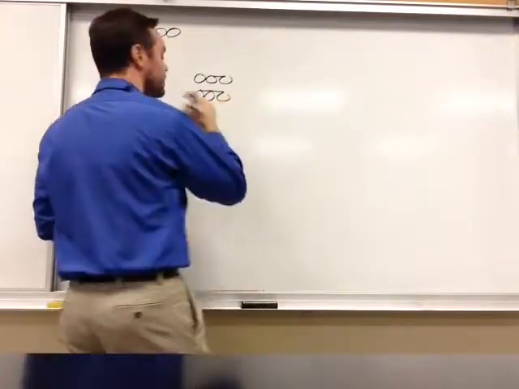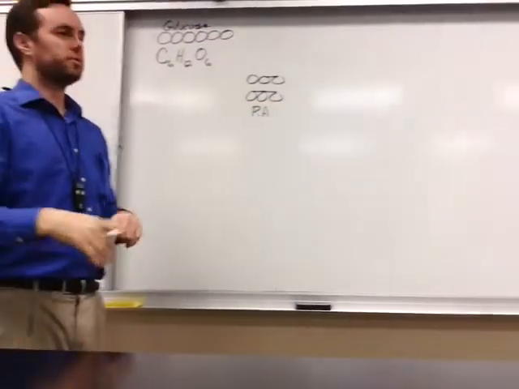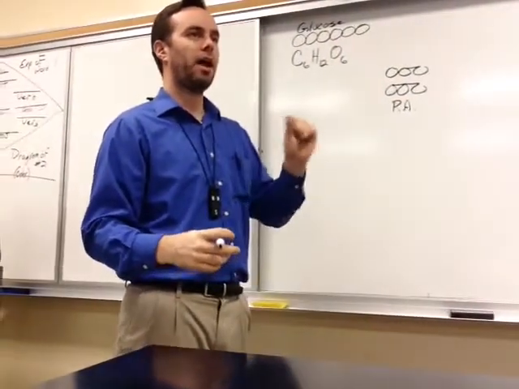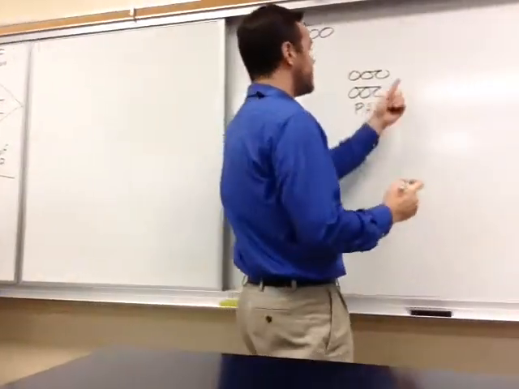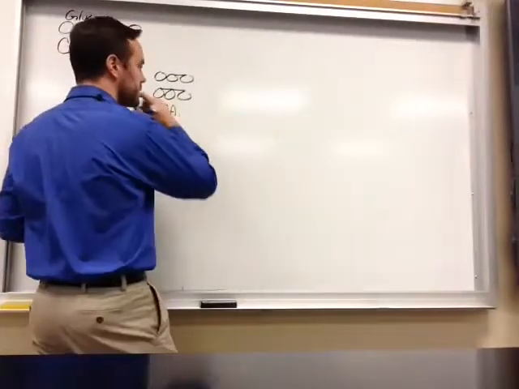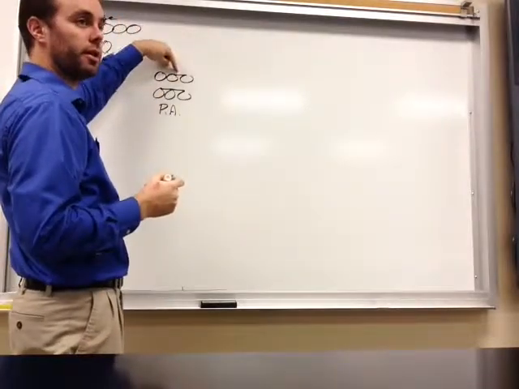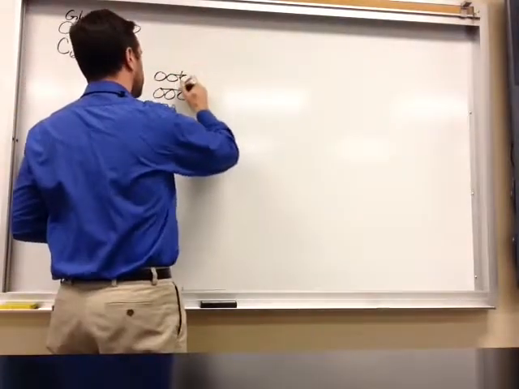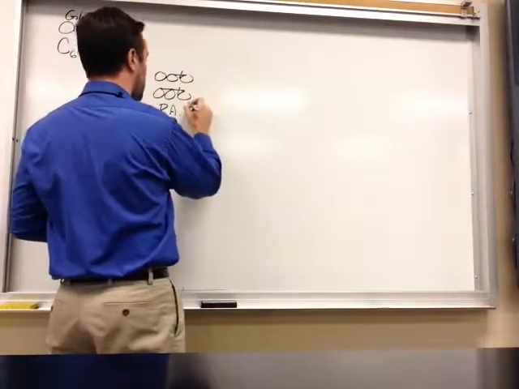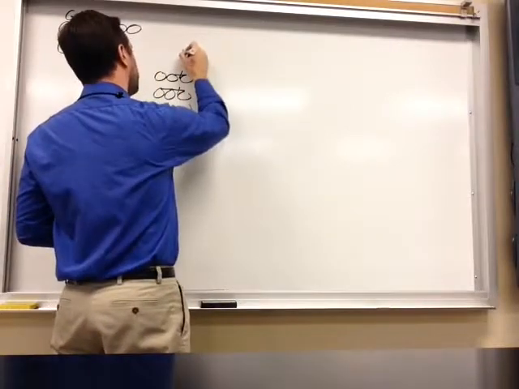This is pyruvic acid. It goes through a process which is called oxidation, and that oxidation process does this to these 2 pyruvic acid molecules. It takes this last carbon that's right there, and it cuts it off. So it removes it. That carbon gets given off.